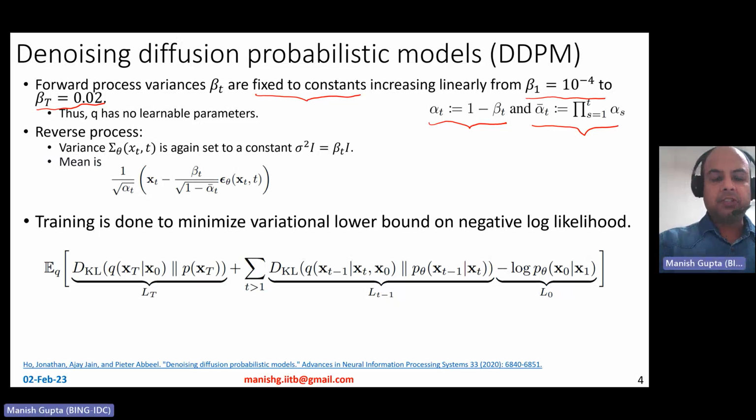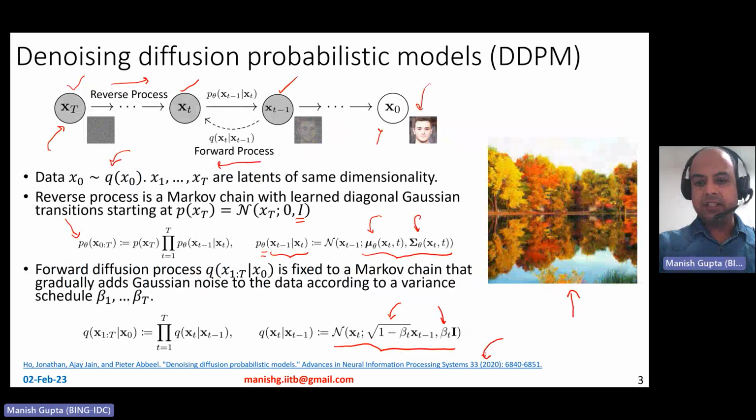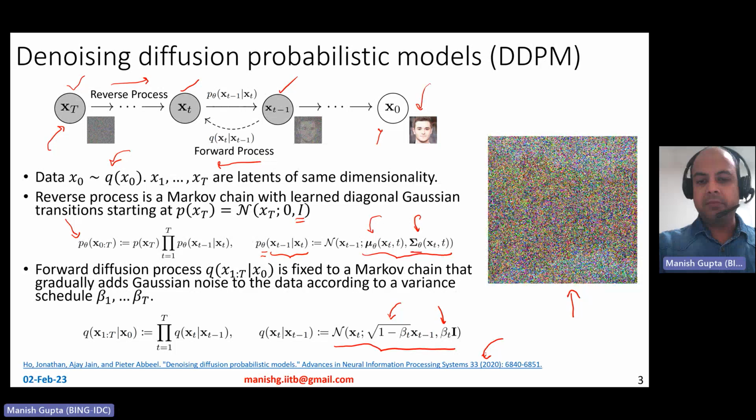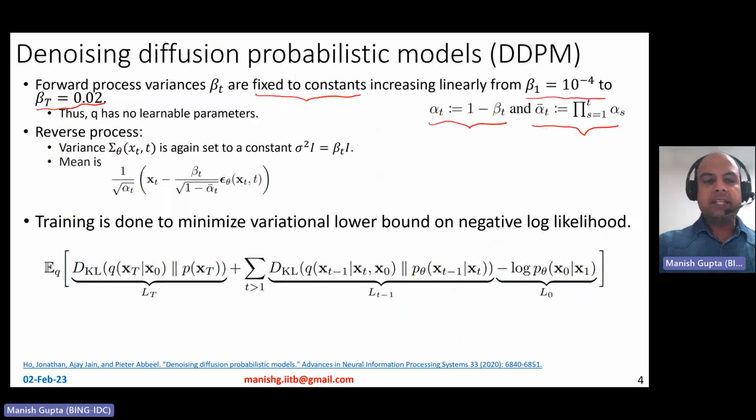Now, how about the reverse process? The forward process has no parameters to train, but how about the reverse process? The reverse process, of course, also has a variance and mean, as you see. So variance sigma and mean mu. In the reverse process, the variance is again set to a constant. So essentially, you can call it sigma squared, or it is set to beta t.